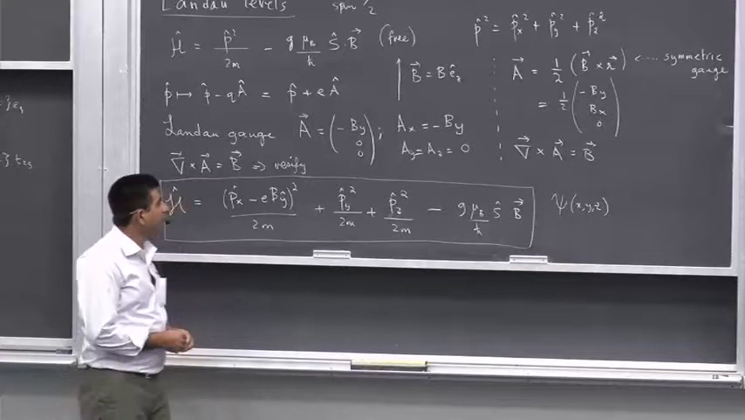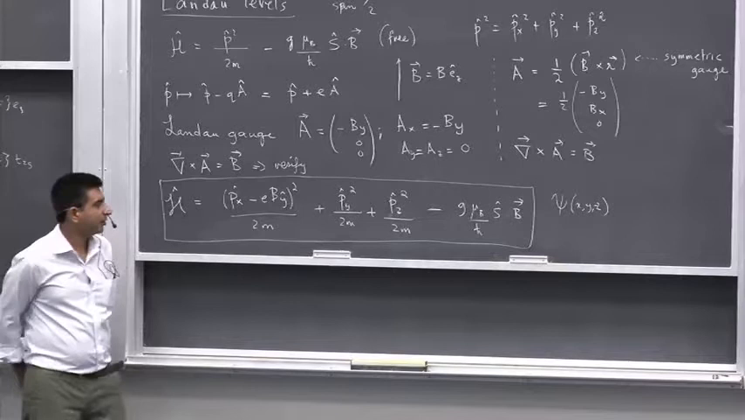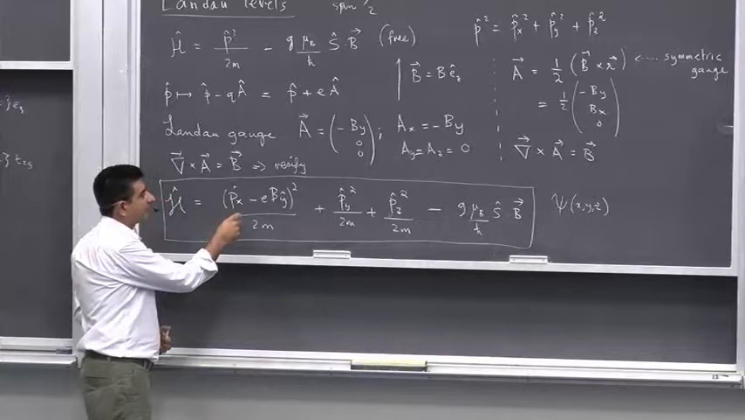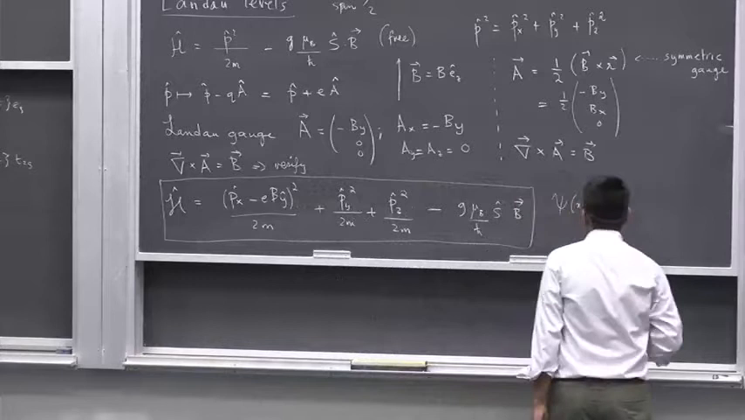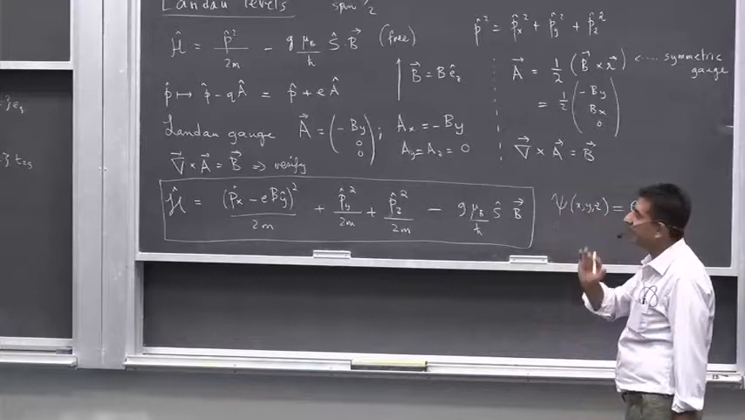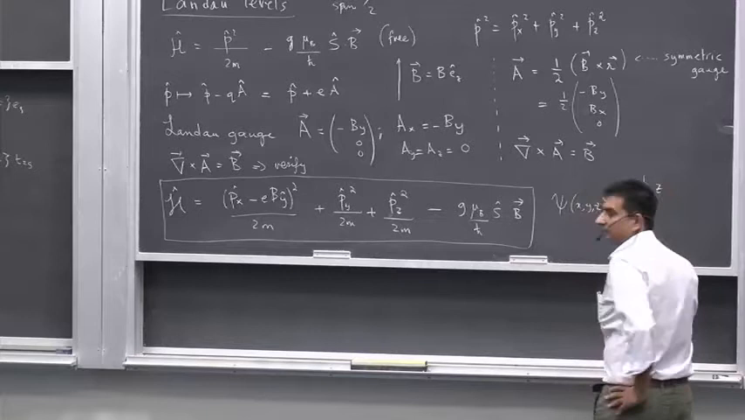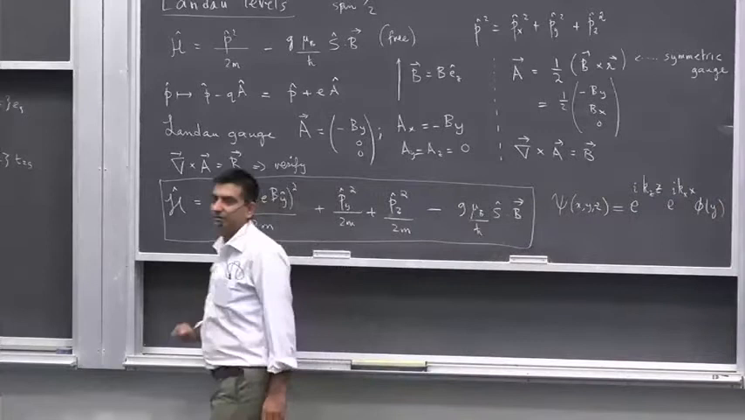Now, you will notice that pz commutes with the Hamiltonian. Because pz commutes with this, pz of course commutes with the spin degree of freedom, and pz squared commutes with px squared. So pz commutes with the Hamiltonian. So what I could do, I could factorize out this wave function into a plane wave in the z direction and a plane wave in the x direction. So I can factorize this as e^(i kz z), e^(i kx x), but then I need some function of y because of the presence of this term over here. Some function of y which I don't know, which I need to find out.